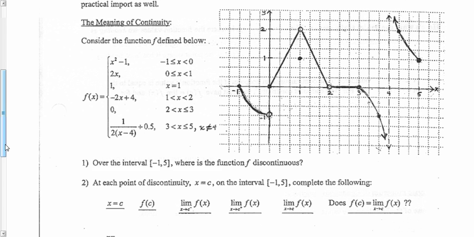So I'm just going to read the graph from left to right, and I'm going to identify each x value where there is a discontinuity. That's where there's going to be a hole or a jump or a gap or somewhere that I have to lift my pencil if I were drawing this.